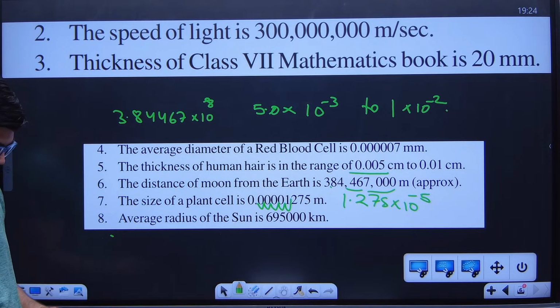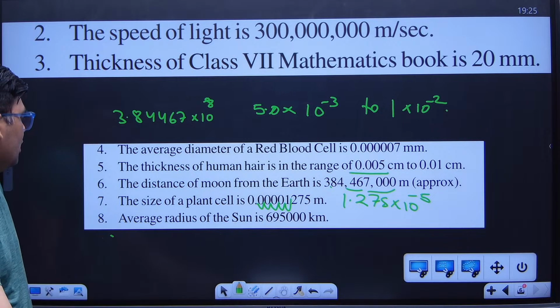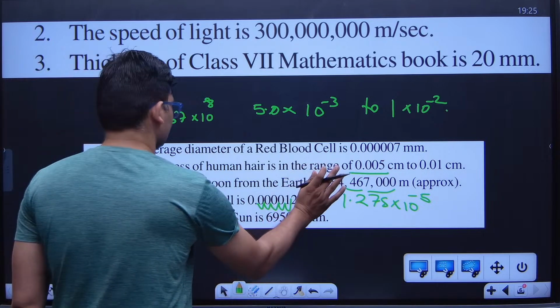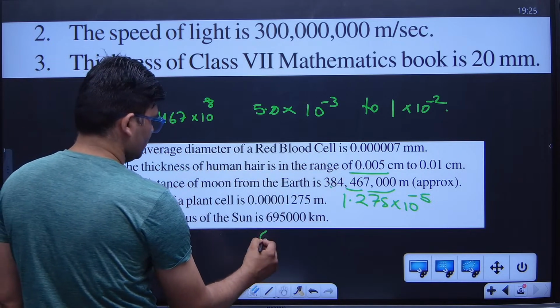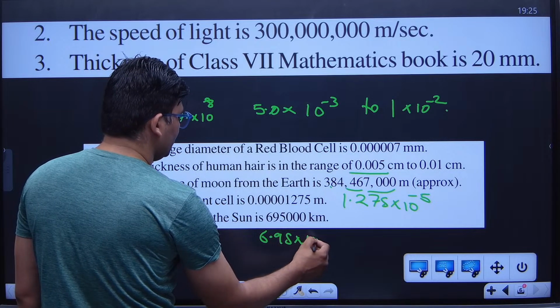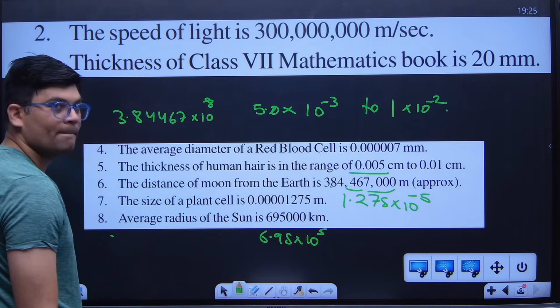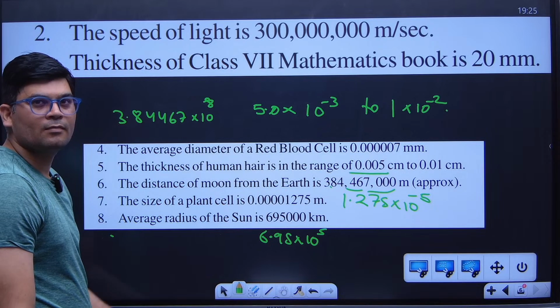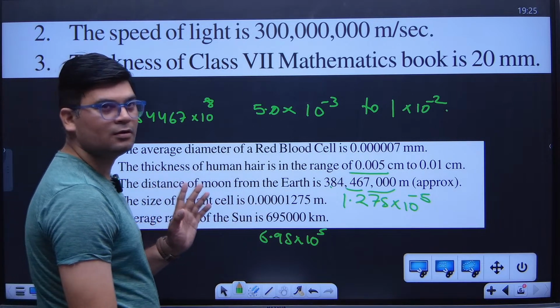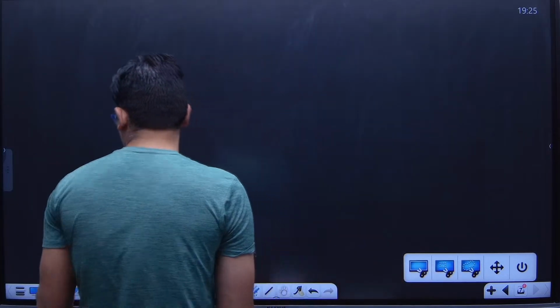6.95 into 10 to the power 5. Tell me. 6.95 into 10 to the power 5. Right? Well done.